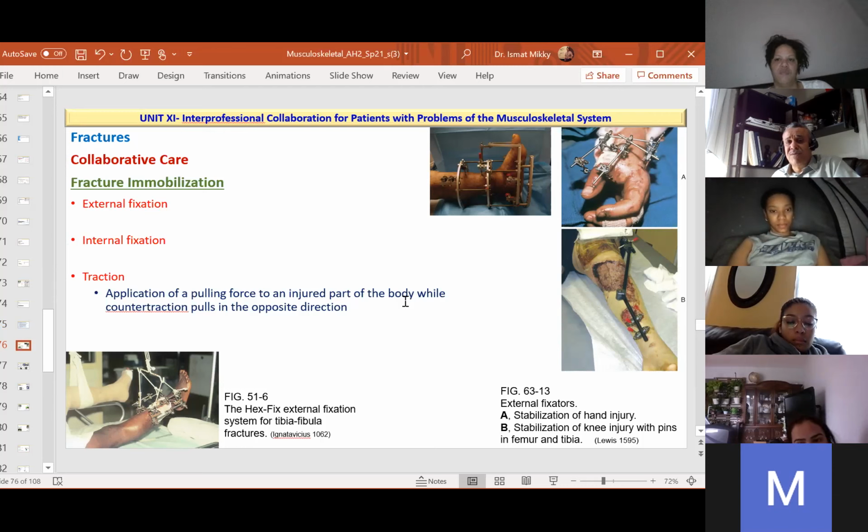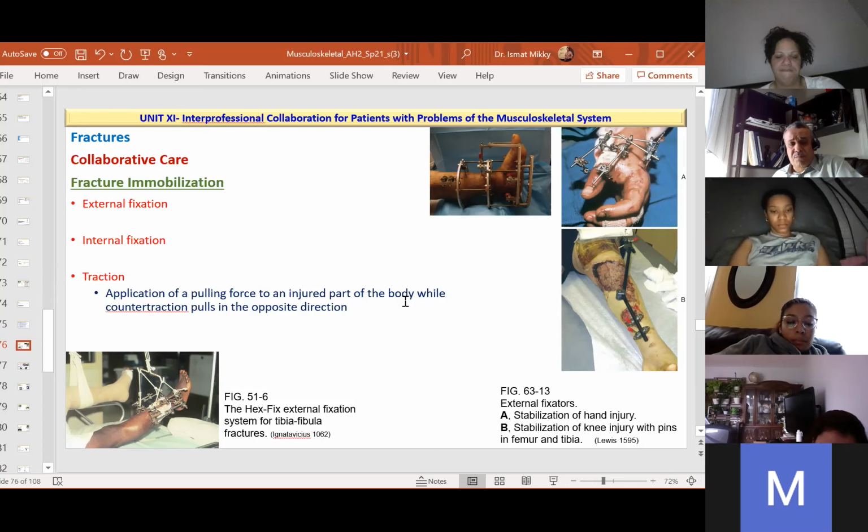So compartment syndrome is one of the important post-op things to remember, and nurses need to do the assessment frequently, at least every 30 minutes, 45 minutes, or 1 hour post-op, to make sure that there is continuous perfusion to the lower or upper extremity.